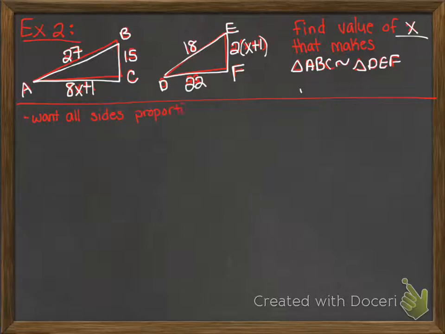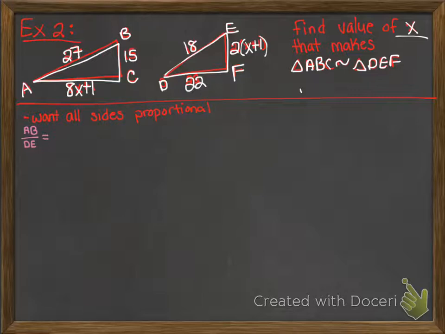All it says is I want all my sides to be proportional. So I start with AB over DE. What side do you want to find first? We're going to find AC first. Let's find x first, this x. I put AB up top, AB over DE. I want all sides proportional. So I'm going to start with AB over DE.